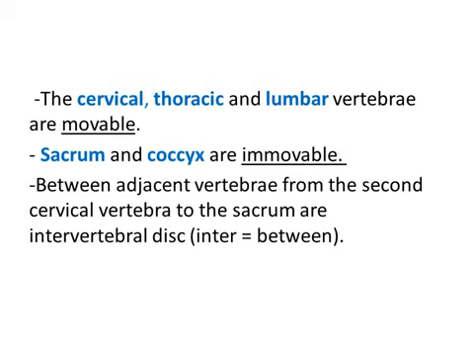Between the adjacent vertebrae from the second cervical vertebra to the sacrum are intervertebral discs. بالنسبة للفراغات الموجودة بين هذه الفقرات تحتوي على مجموعة من الغضاريف تسمى intervertebral discs.